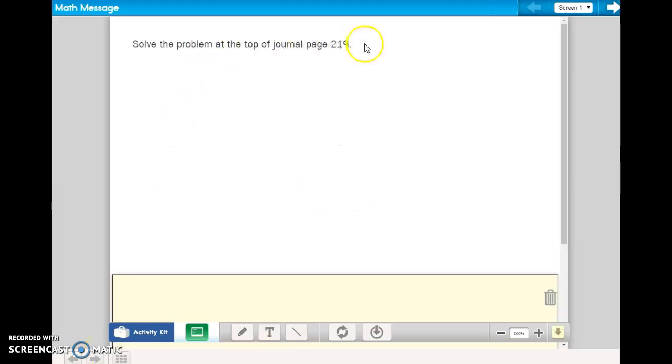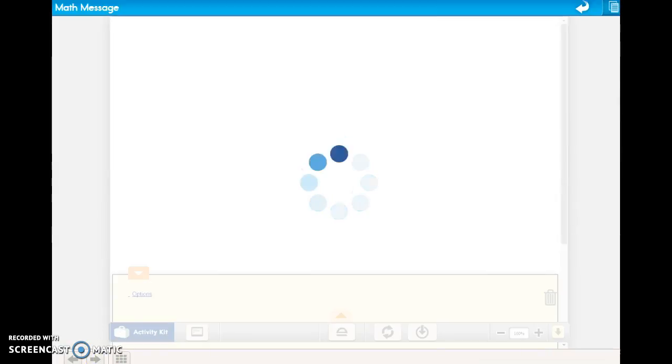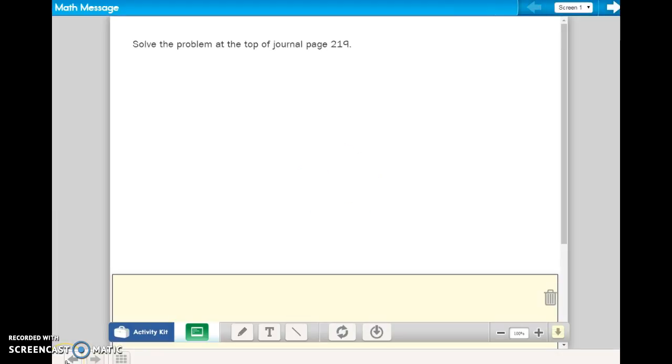So solve the problem at the top of journal page 219. So you go to page 219 in your journal. We're going to go back. Let's go back here a little bit. I'm going to do a couple more examples here before we get into that. So let's do another one. 6.8 times 2.1.